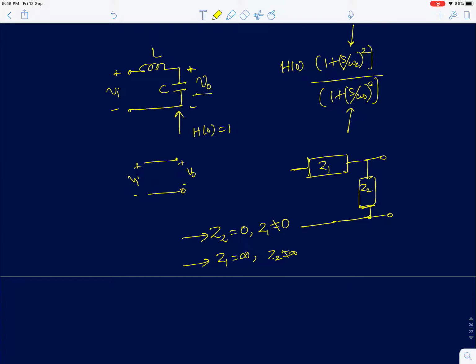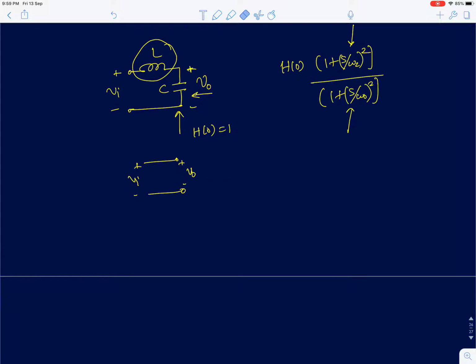So when will Z2 become 0? Only at infinite frequencies. When omega is infinity, the capacitance behaves like a short circuit, so the output is 0. Again, that's not a practical finite frequency, so we'll ignore that. And Z1 will become infinity only at omega equal to infinity. Therefore the circuit doesn't have any zero, so I can ignore that.